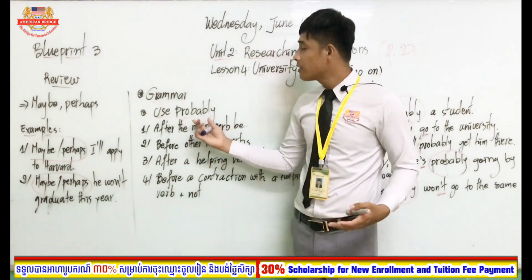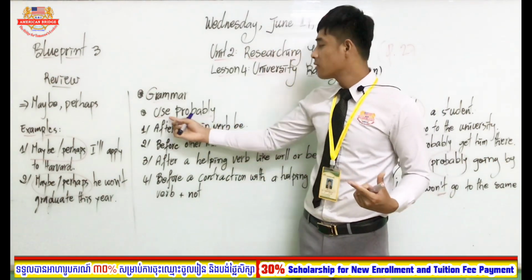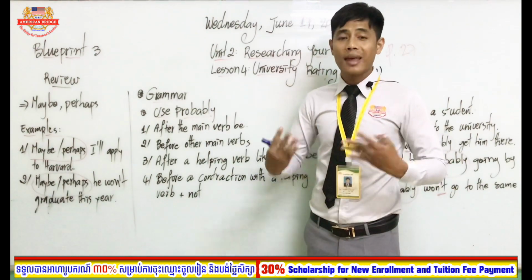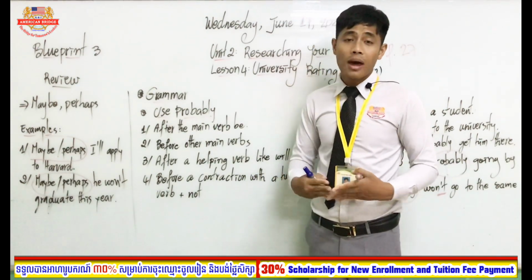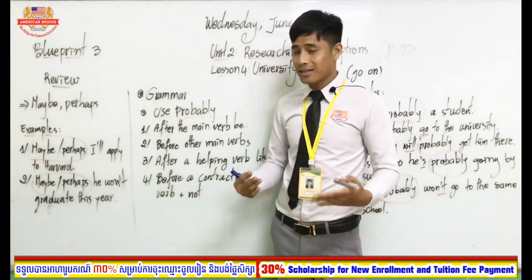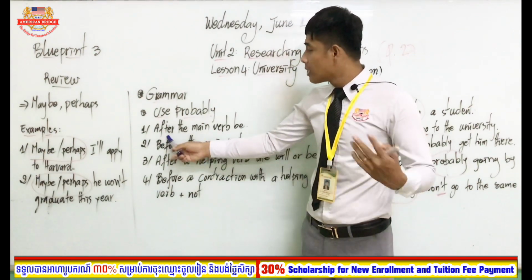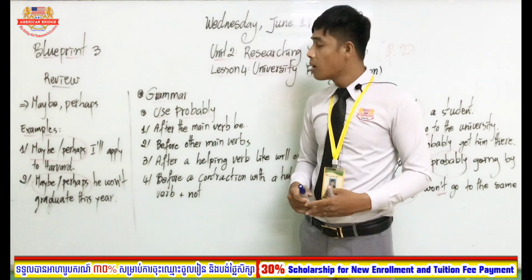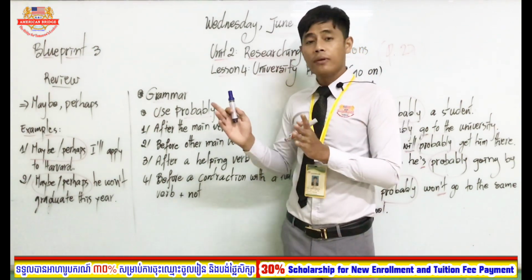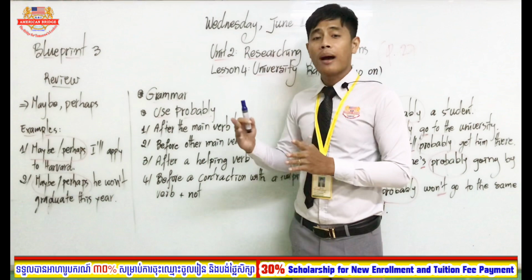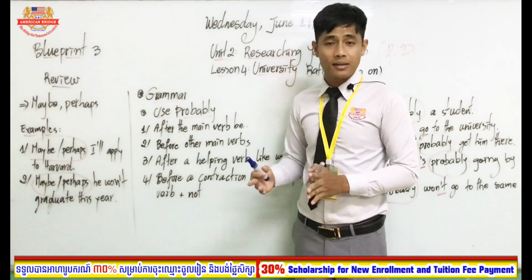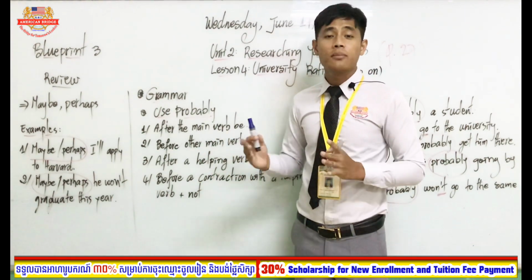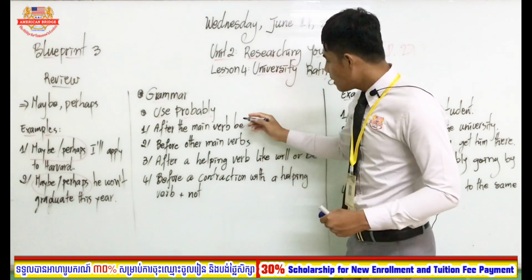Now we move to our new topic for today, which is about using probably in the sentences. So there are 4 places for that. The first is after the main verb be. After the main verb be. So after verb be, we can write probably in that place. Okay, after be.